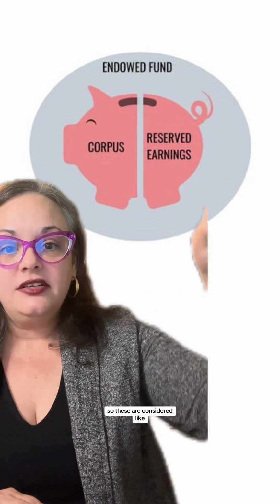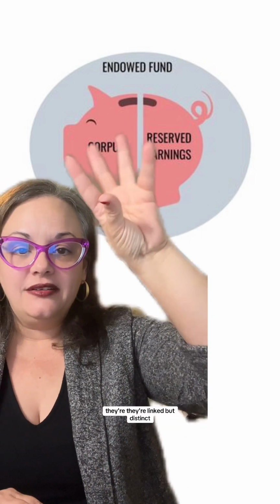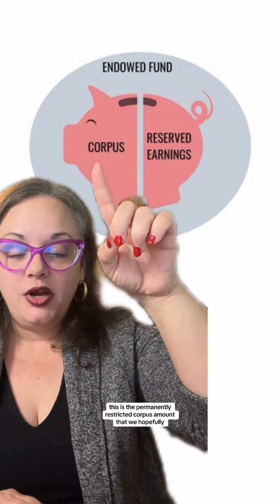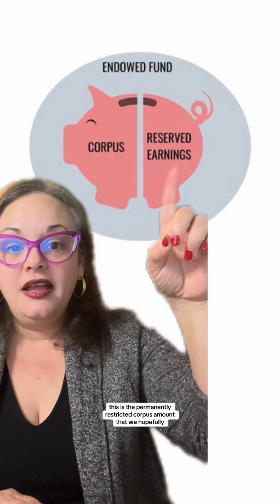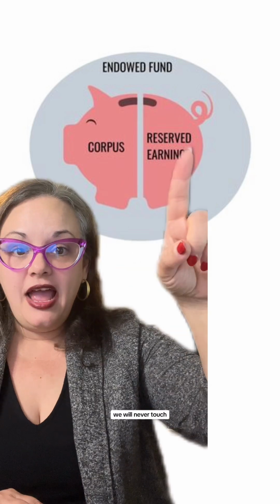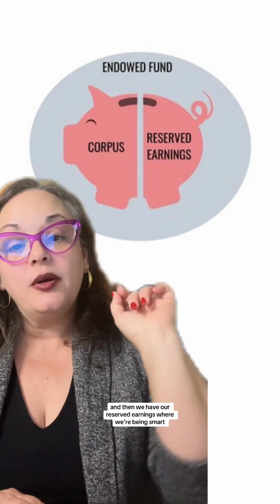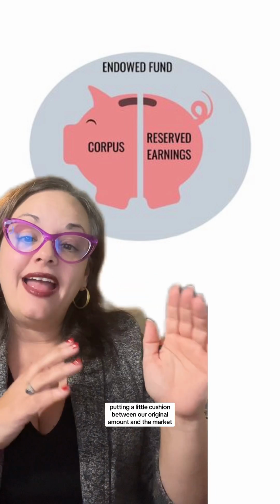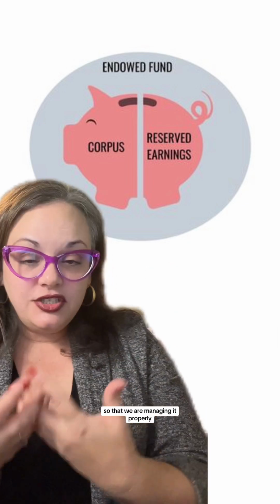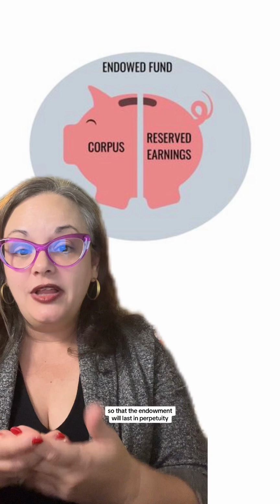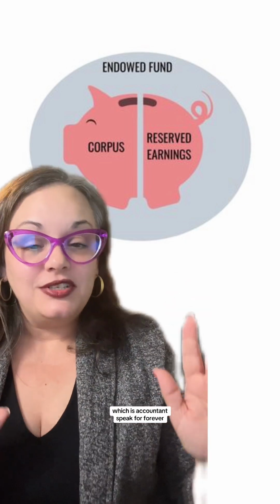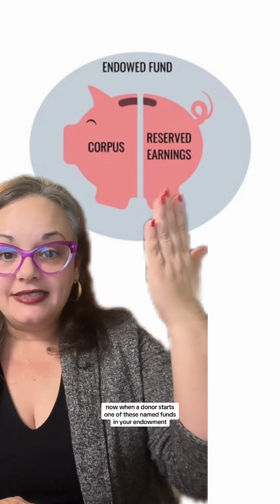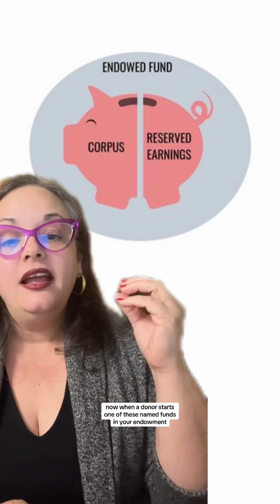So these are considered basically two sides of the coin. They're linked but distinct. So there's a wall between them. This is the permanently restricted corpus amount that hopefully we will never touch. And then we have our reserved earnings, where we're being smart, putting a little cushion between our original amount and the market so that we are managing it properly so that the endowment will last in perpetuity, which is accountant speak for forever.